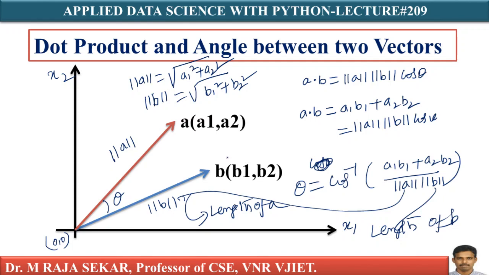If somebody gives you two vectors, you can easily find A dot B and the angle between them. Now you can find the angle between those two vectors. Now this takes us to an interesting idea.